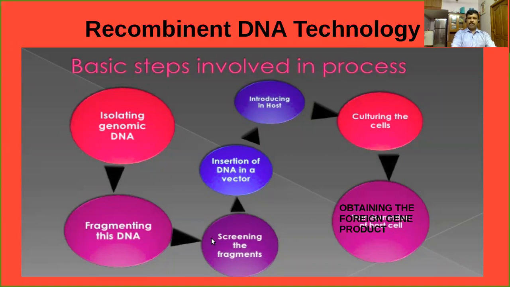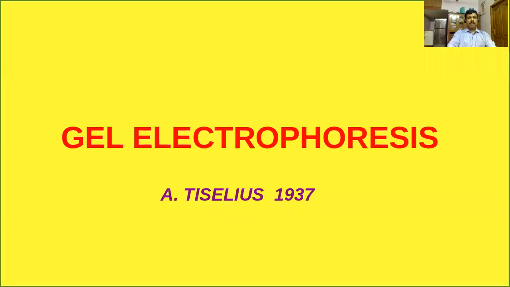Today, we are going to discuss the third and fourth steps, that is the separation and isolation of DNA fragments by using a process called gel electrophoresis, and the fourth one, the amplification of the gene of interest by using PCR. Okay, first of all, gel electrophoresis.